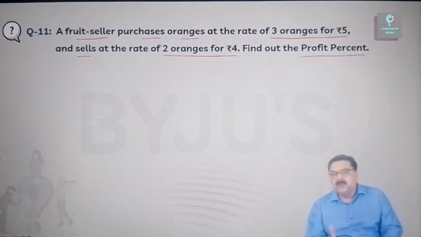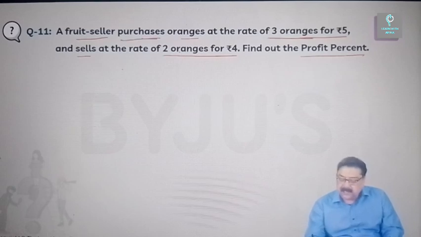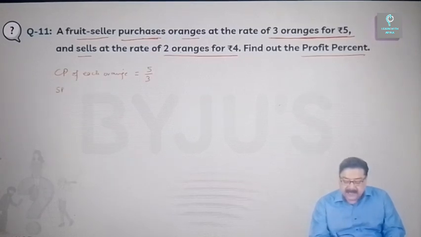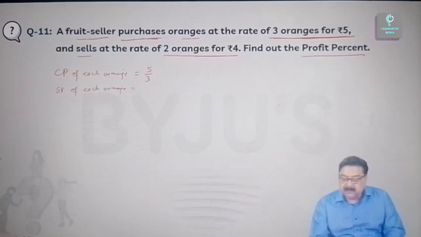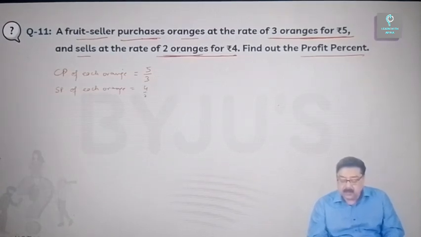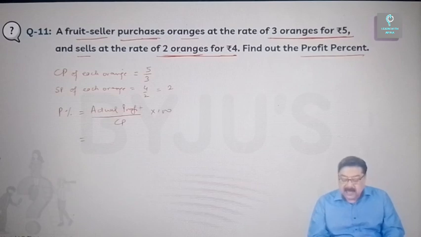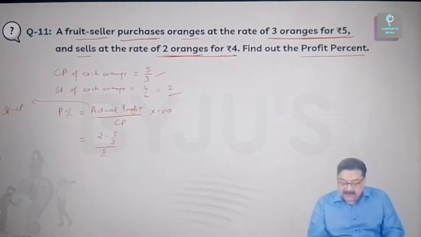Well, you can always use the very basic method, and that is that 3 oranges are for rupees 5. So the cost price of each orange shall become 5 by 3, and selling price of each orange shall become 2 oranges for rupees 4, 4 by 2, that is 2. Then profit percent we know is actual profit by cost price into 100. So the actual profit we know is selling price minus cost price. So this is selling price, this is cost price. So (2 minus 5 by 3) divided by 5 by 3 into 100. So you can always use such kind of methods.